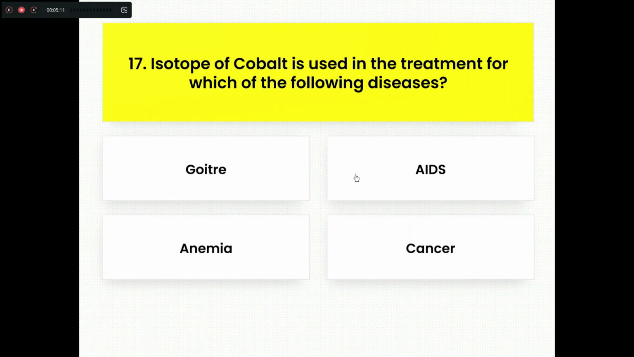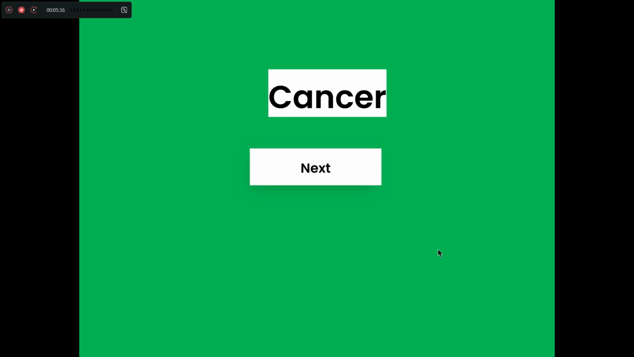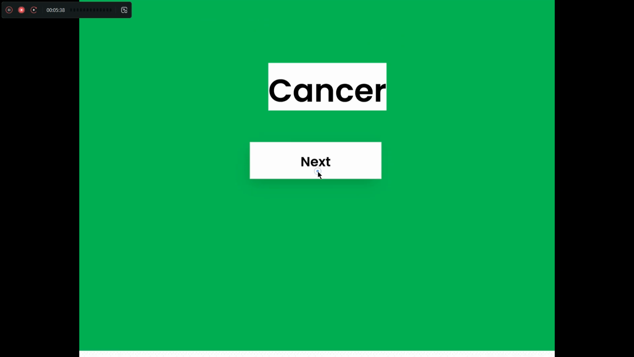Question number 17. Isotope of cobalt is used in the treatment for which of the following diseases? Option A, goiter, B, AIDS, C, anemia, D, cancer. The isotope cobalt is used for the treatment of option D, cancer, is the right answer.